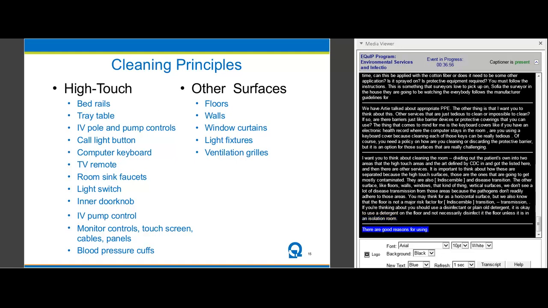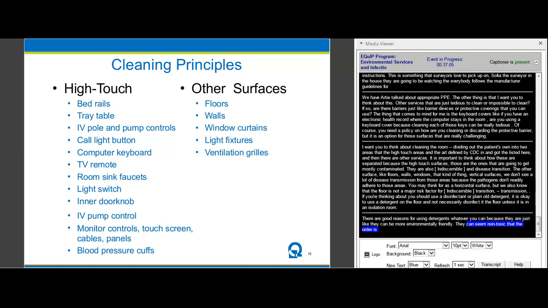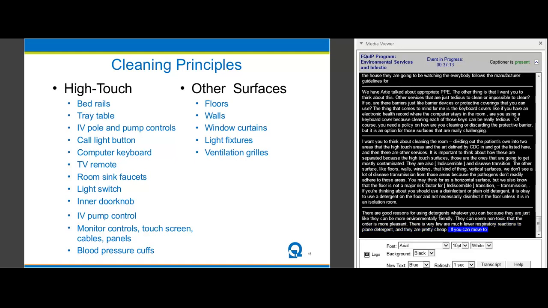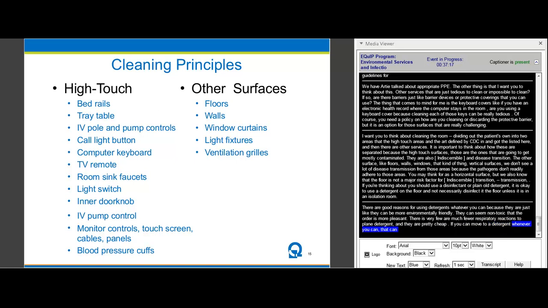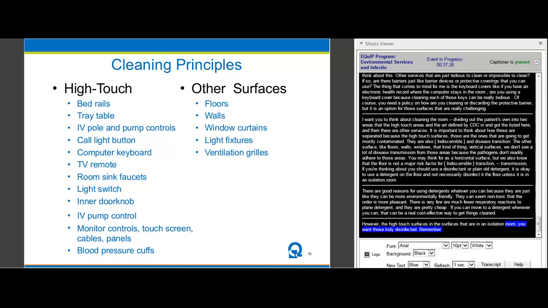And there are good reasons for using detergents whenever you can because they can be more environmentally friendly. They tend to be non-toxic. The odor is more pleasant than disinfectants. There's much fewer respiratory reactions to plain detergent, and they're pretty cheap. So if you can move to a detergent whenever you can, that may be a really cost-effective way to get things clean. However, the high-touch surfaces and the surfaces that are in an isolation room, you do want those truly disinfected. Remember the difference between a detergent, which just removes the visible soil, and the disinfectant, which actually kills the pathogen.